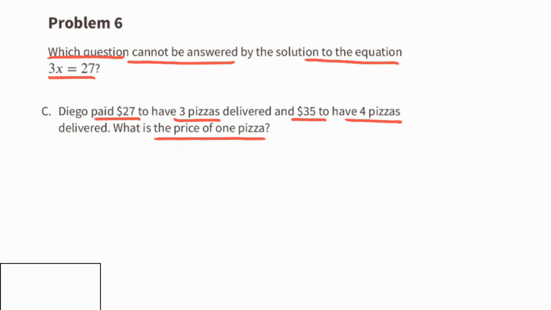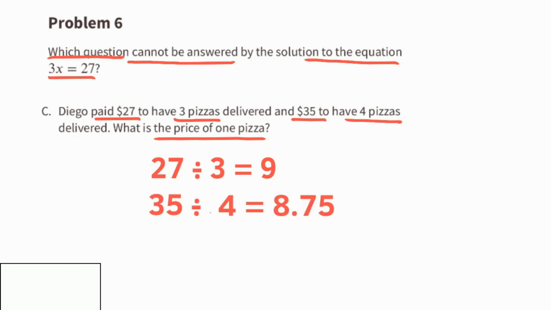C. Diego paid $27 to have 3 pizzas delivered and $35 to have 4 pizzas delivered. What is the price of 1 pizza? 27 divided by 3 equals 9. Here, the average price of each pizza was $9, and 35 divided by 4 equals $8.75. For this delivery, the average price of each pizza was $8.75.